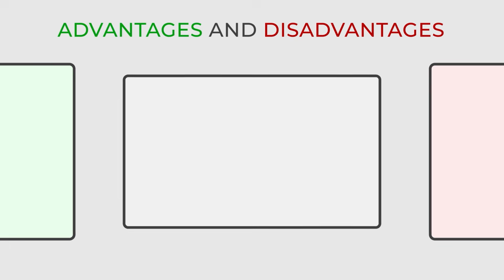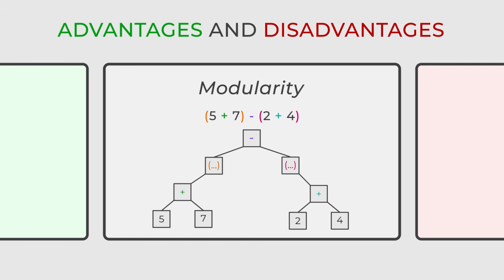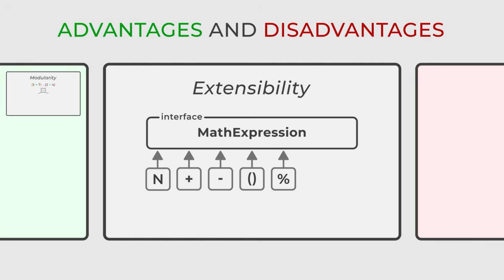One of the main benefits of this design pattern is its modularity. It breaks down complex grammars into modular expressions, resulting in a more organized and maintainable codebase. This modularity also contributes to the system's extensibility, making it easier to change existing grammar or add new language constructs by adding or modifying expression classes.